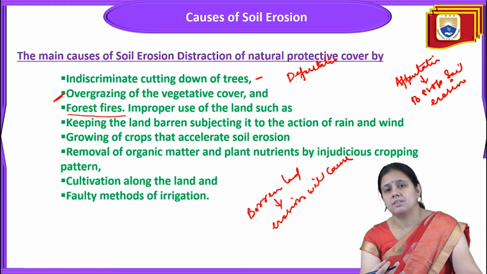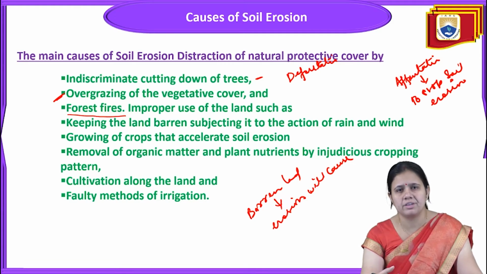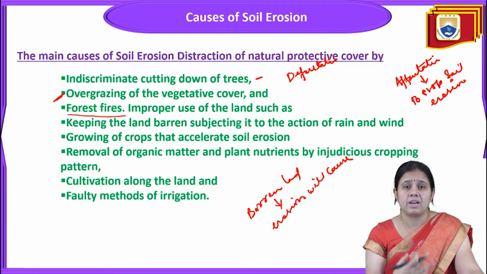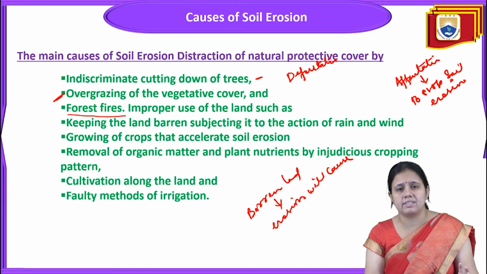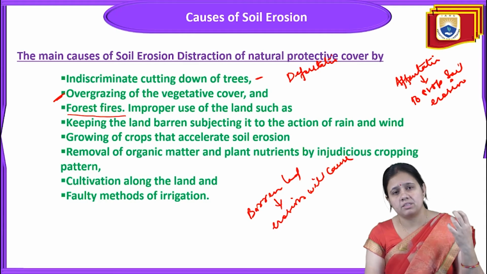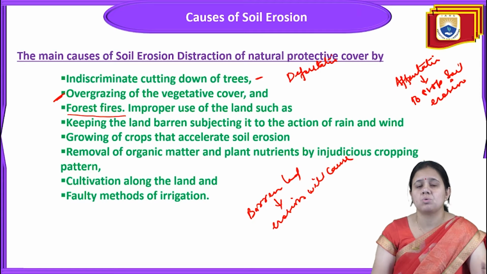Then cultivation along the slope of the land and faulty methods of irrigation, meaning some wrong methods of irrigation. Due to overutilization of land resources and water resources, and overgrazing, more and more land is sometimes left barren. So any mishandling of the land resource will lead towards soil erosion. Anything that harms the land resources will create soil erosion. So land degradation will also be responsible for soil erosion.